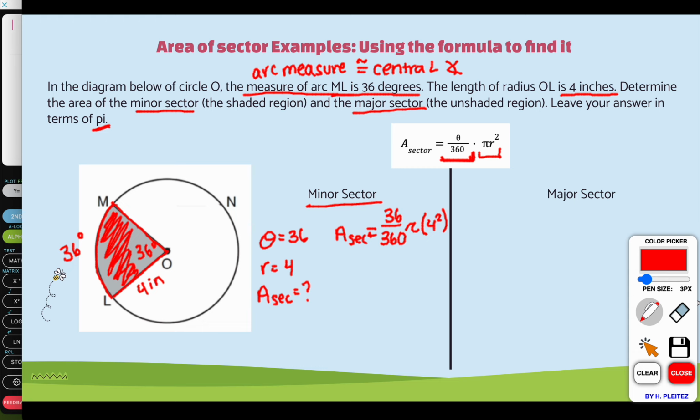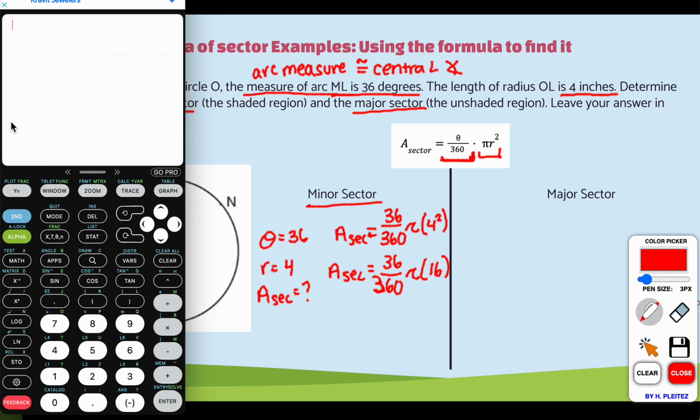So let's simplify this a little bit. So we get area of the sector. If we simplify that fraction, or let's not even do that yet. We get 36 over 360 times pi times 16, right? Now, when it says leave your answer in terms of pi, that means you simplify everything else but pi.